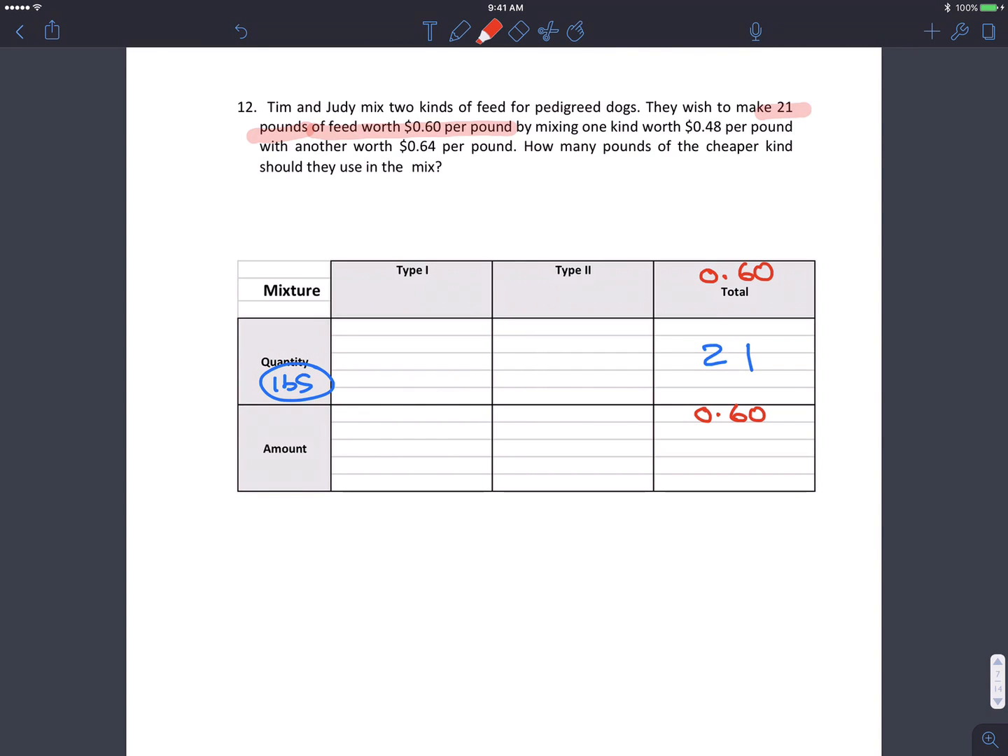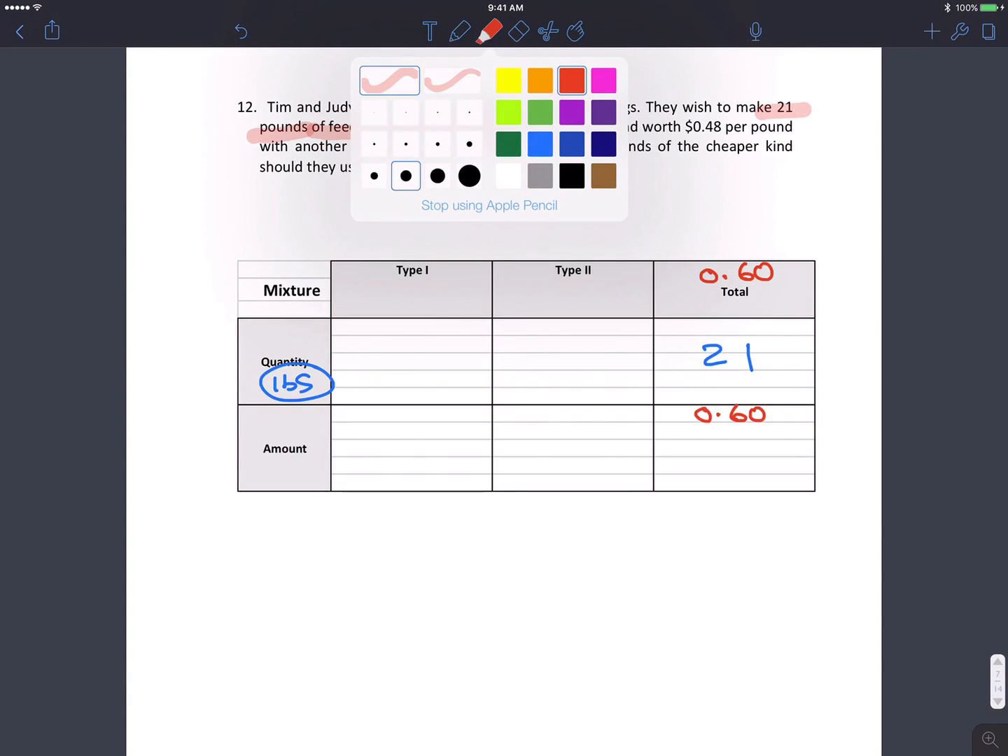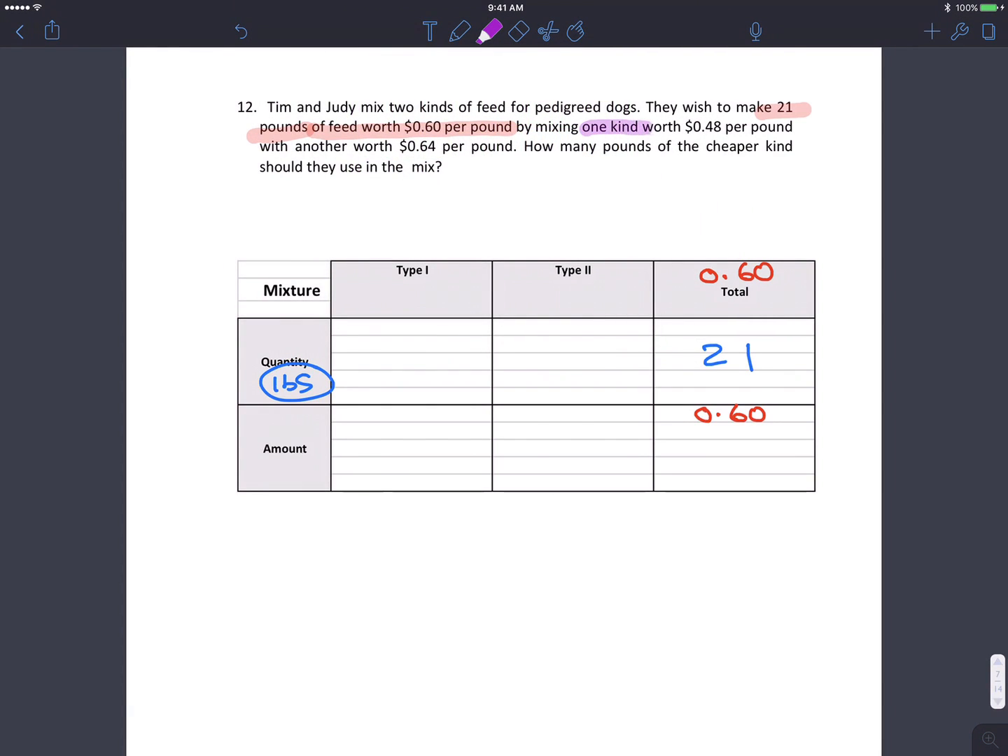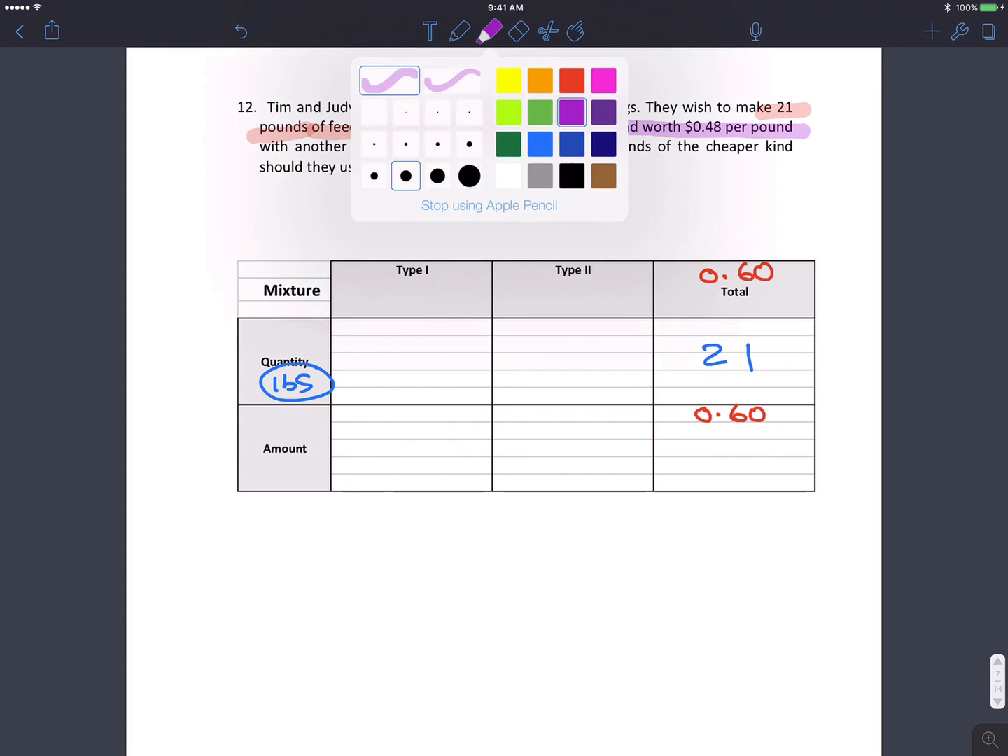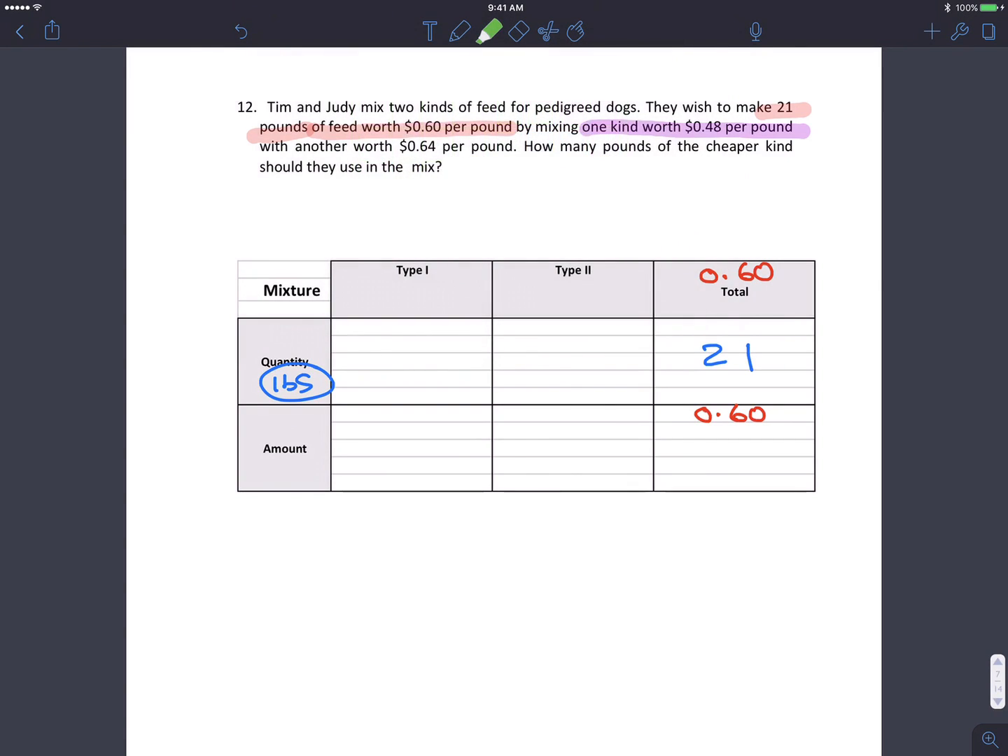Now let's look at this. How are they going to accomplish this? By mixing. What are they going to mix? One kind worth 48 cents per pound with another worth 64 cents per pound. Notice the silence. They did not indicate to you at all the quantity in pounds that they're going to mix. They just give you the rate of 48 cents per pound and another rate of 64 cents per pound.